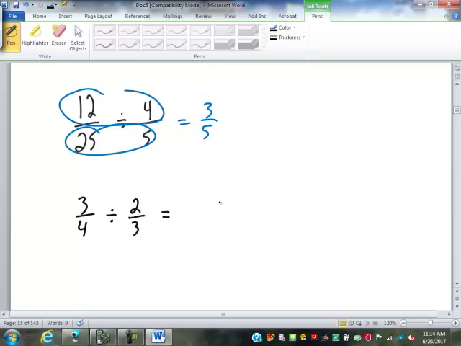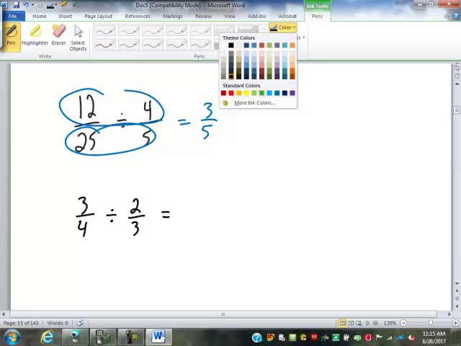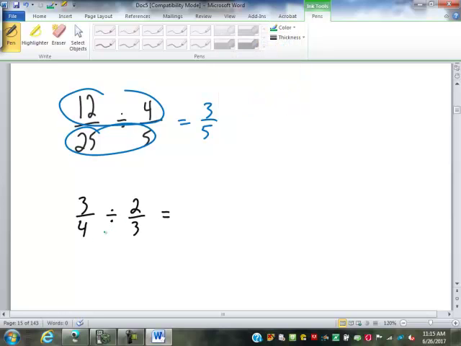3/4 divided by 2/3. If I tried to divide straight across, well, 3 divided by 2 is 1.5. 4 divided by 3 is 1 1/3 or 1.33333333. It doesn't divide out evenly. What have we been taught to do with this? Find the common denominator.